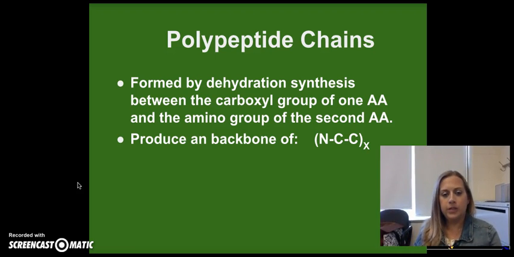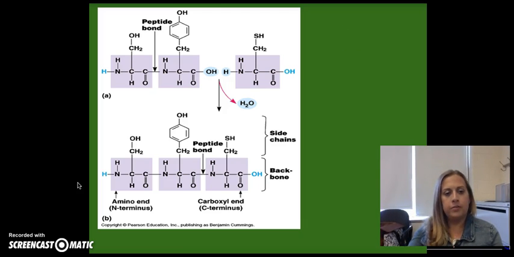All right, so polypeptide chains are formed by dehydration synthesis, like everything else we've talked about, but it's going to happen between the carboxyl group of 1 amino acid and the amino group of another amino acid. And so it's going to end up producing a backbone of nitrogen, carbon to carbon, and then that's just going to keep repeating itself for every amino acid that you have linked together.